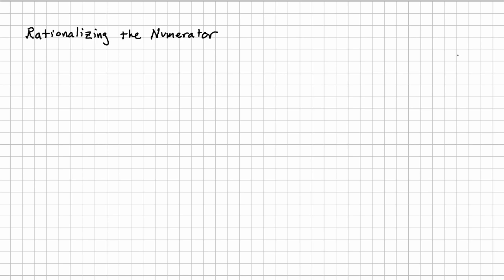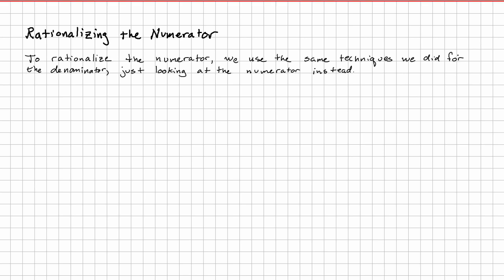Very occasionally, we will want to rationalize a numerator, usually because it'll allow us to simplify in some other nice way. For the moment, you'll know that you need to rationalize a numerator because the instructions say rationalize the numerator. When it comes up later on, you'll know. So how do we rationalize the numerator? Well, by using exactly the same techniques that we used for the denominator, just looking at the numerator instead.